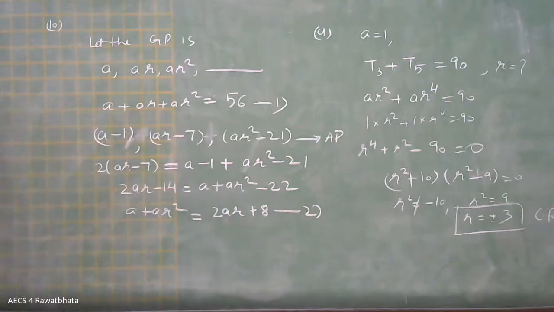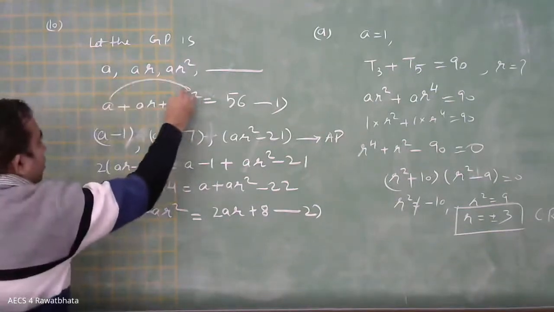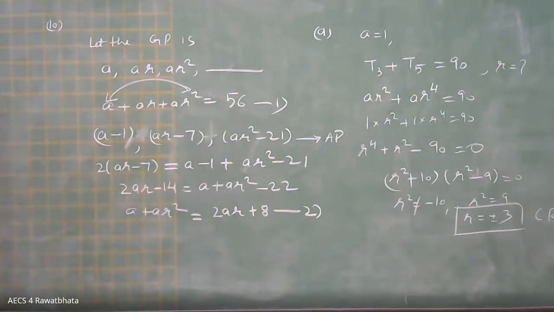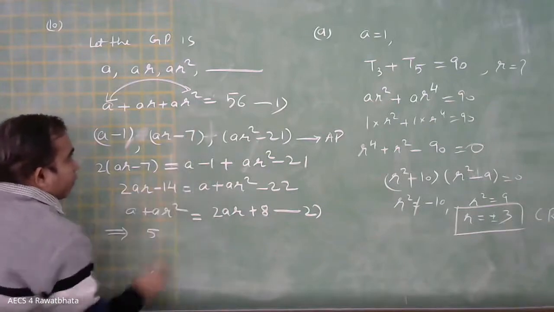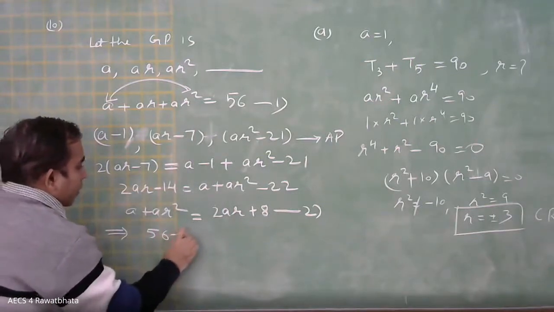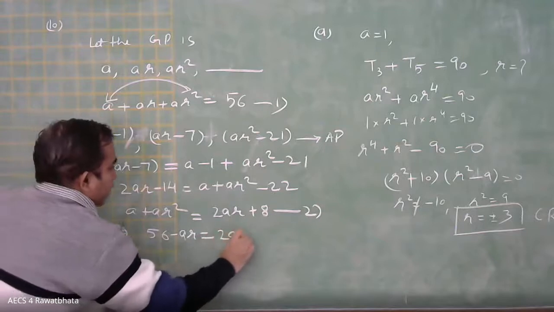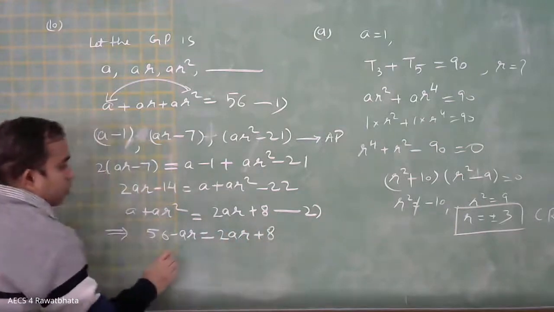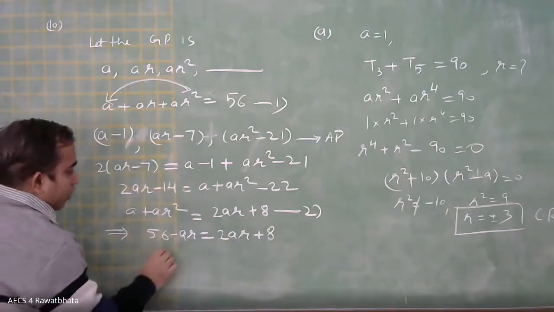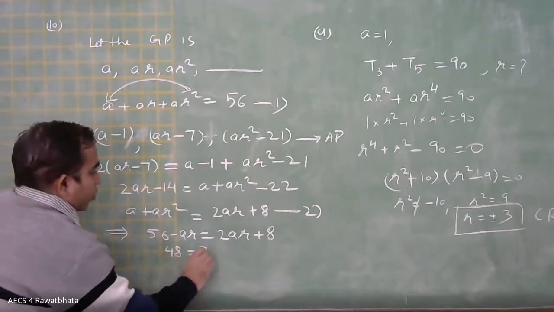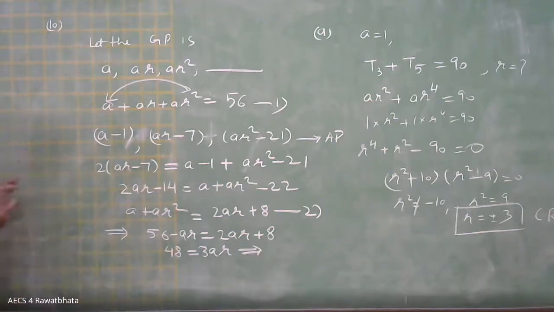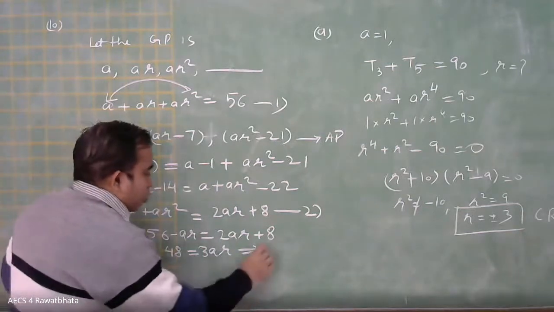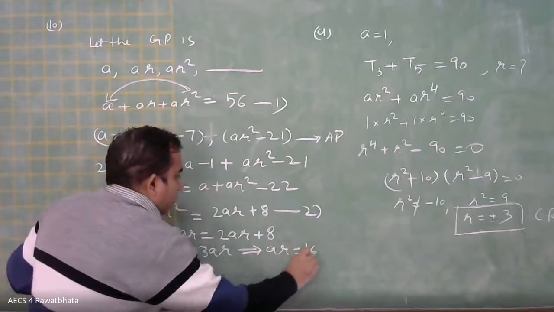Now solve these two. From the first equation I can get the value of A plus AR square, right? How much? 56 minus AR. So this value you can get from equation 1. 56 minus AR is equal to 2AR plus 8. 56 minus 8, 48 is equal to 3AR. Cancel the 3. 16 threes are 48. So AR is equal to 16.